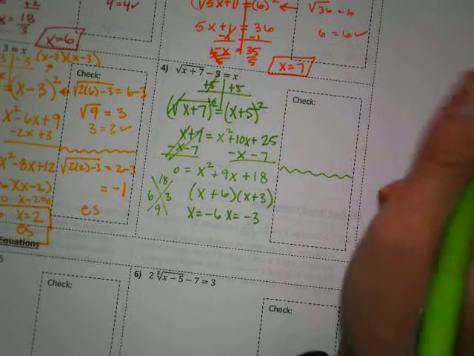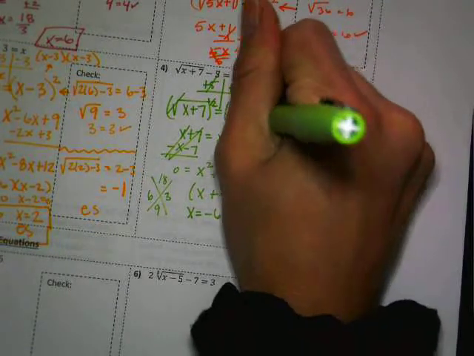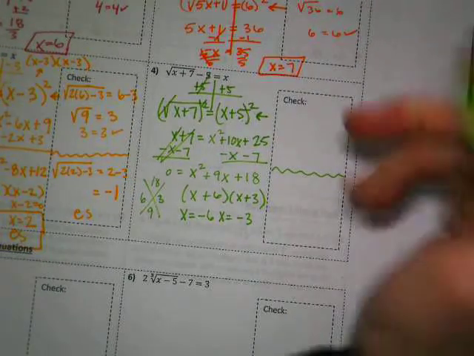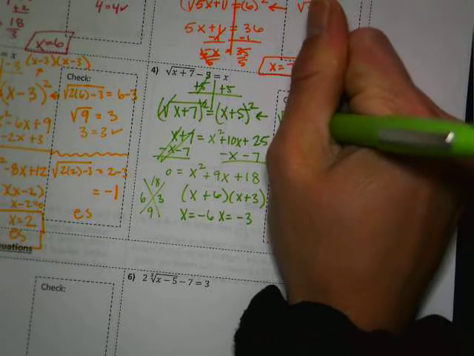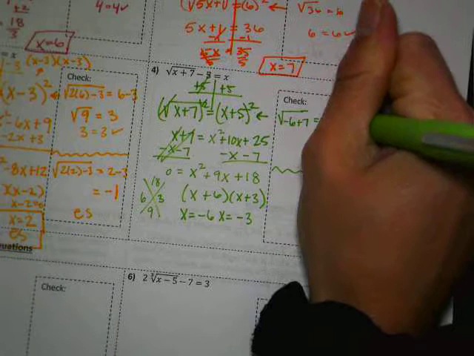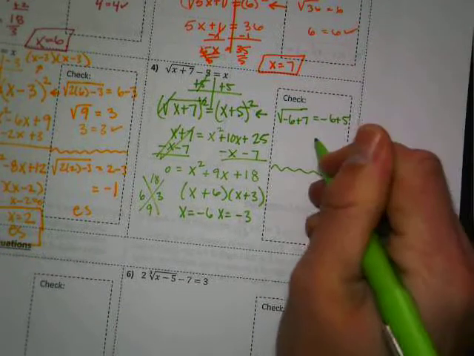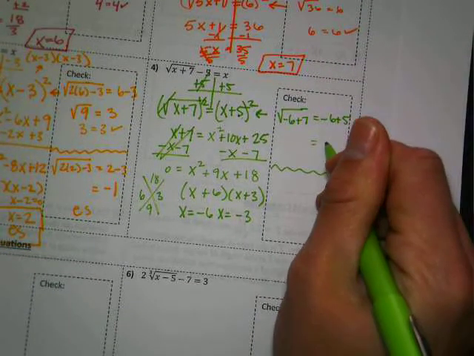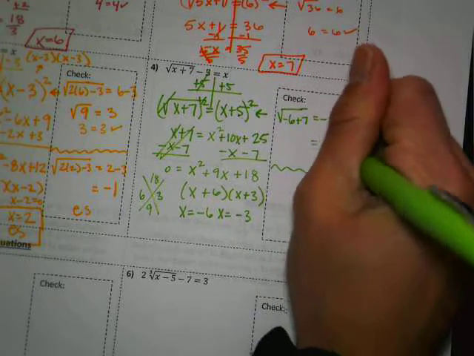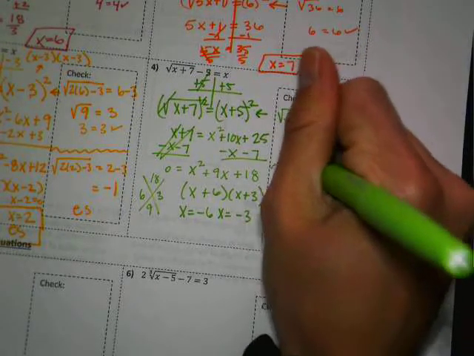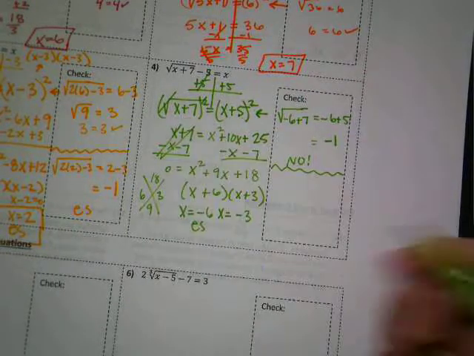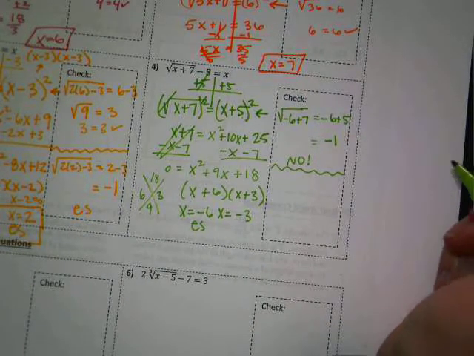Now we need to check it. I'm going to plug it into this one. Square root of -6 plus 7 equals -6 plus 5. What is -6 plus 5? -1. Is that one going to work? No, because a square root can't equal a negative number. It makes no sense. That one's extraneous.